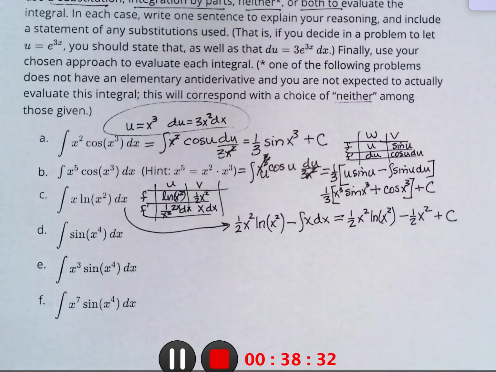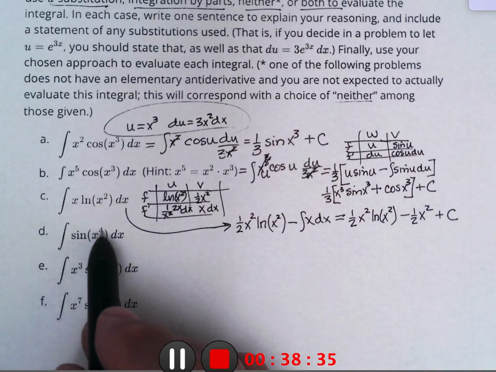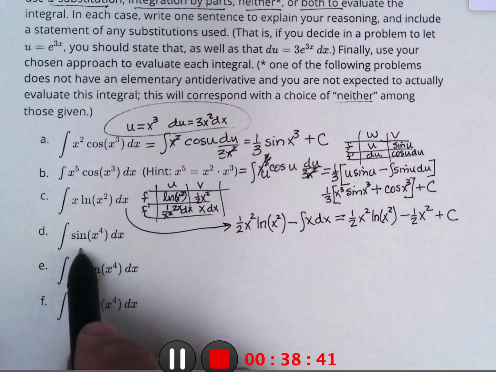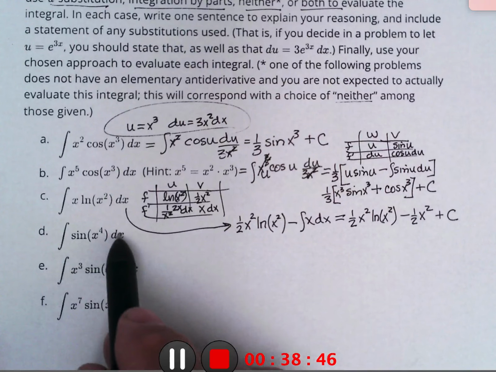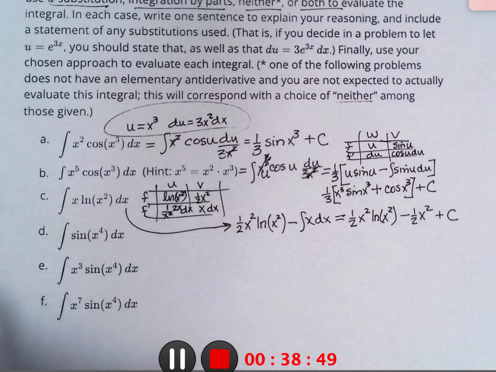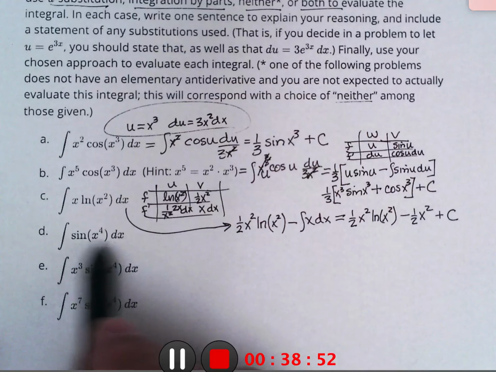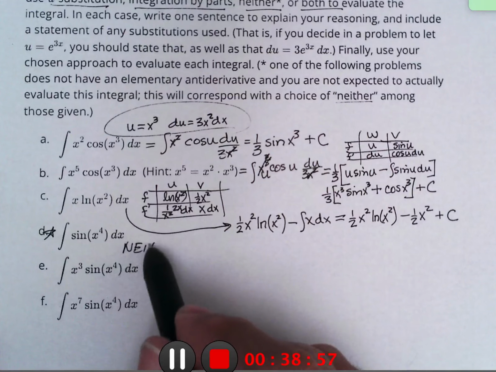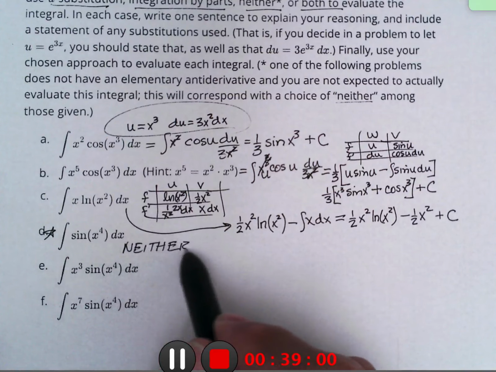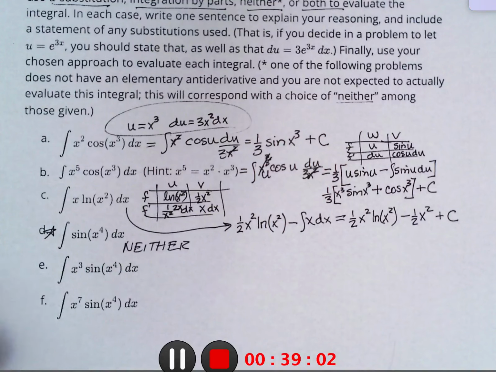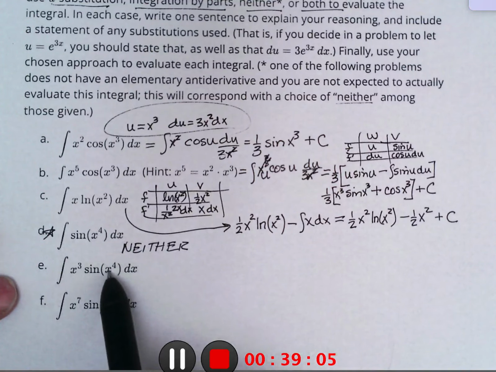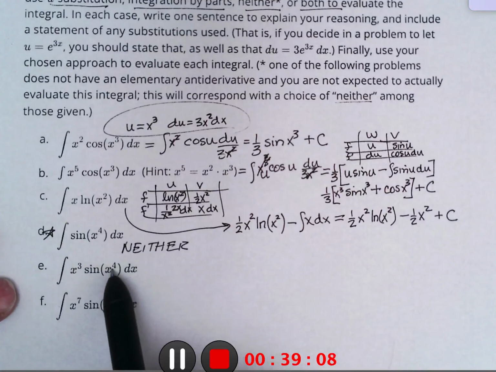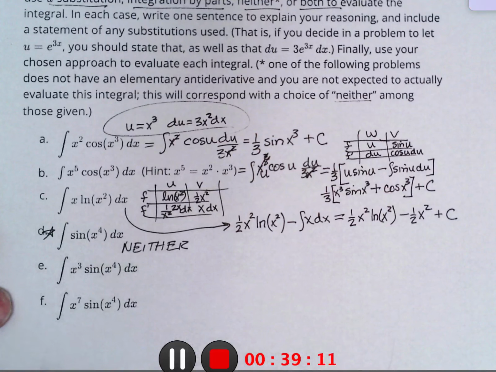This one, if you let u be x to the 4th, you're going to get a 4x to the 3rd in a denominator here when you replace dx, and that's going to make this look messier. And this is the one that they have starred for neither. Something we'll perhaps get to later. This one, the derivative will produce a 4x to the 3rd, which will cancel the x to the 3rd. So just a simple substitution will get this one going here.